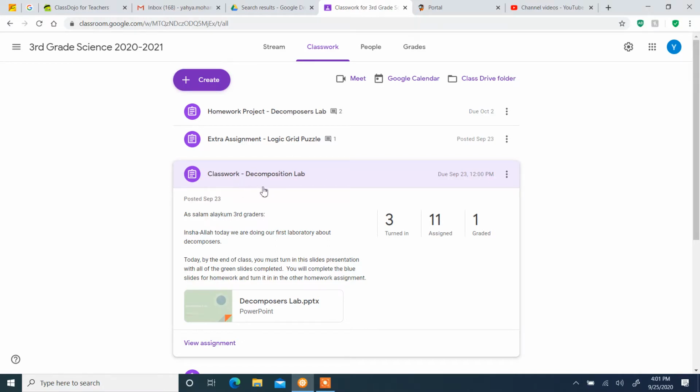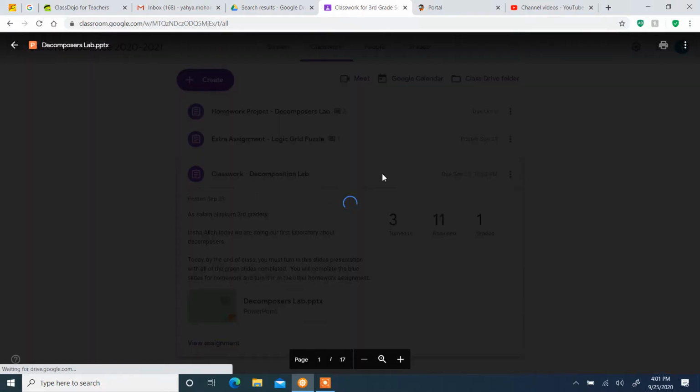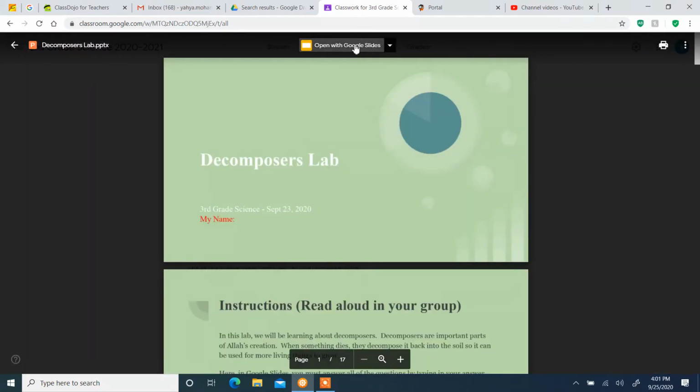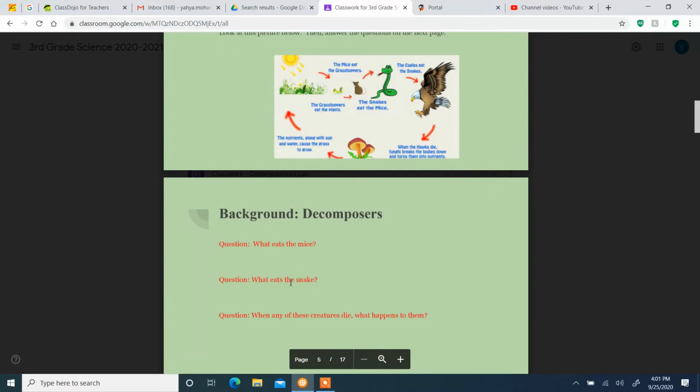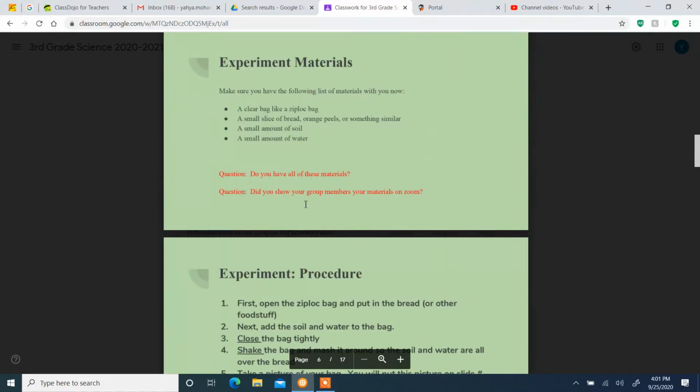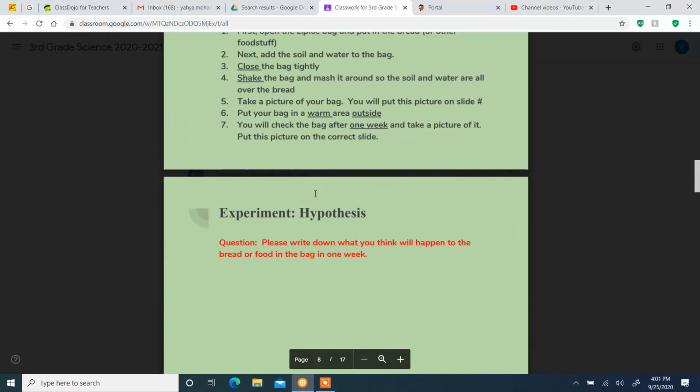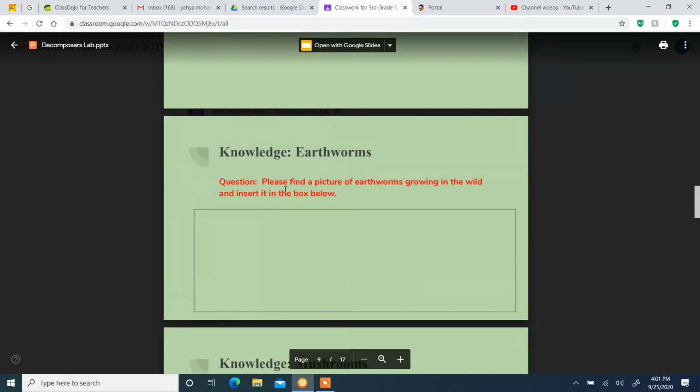In here, this is called the decomposition lab. If you click on it, you get a PowerPoint, and if you go to Google Slides, the students are supposed to complete these questions over here. Anything in red, basically, they're supposed to complete. Now there's two sets of slides. You see all of these are in green.